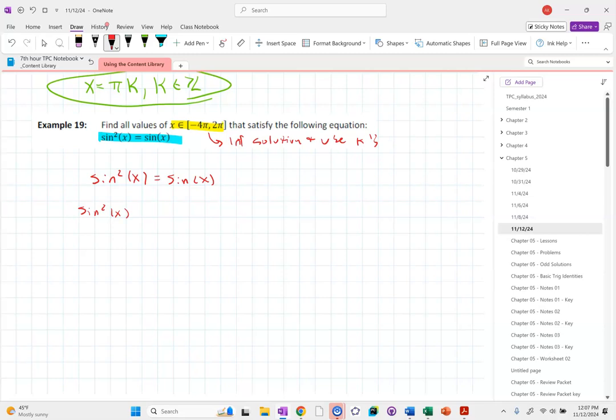So I'll move the sine over to the other side so it's equal to 0. And then the LCM, what's the least common multiple between sine squared x and sine x? Sine x, right? So when I factor sine x out of sine squared x, I'm left with sine x. And when I factor sine x out of sine x, I get 1. So I use my zero product property and break that into two equations.